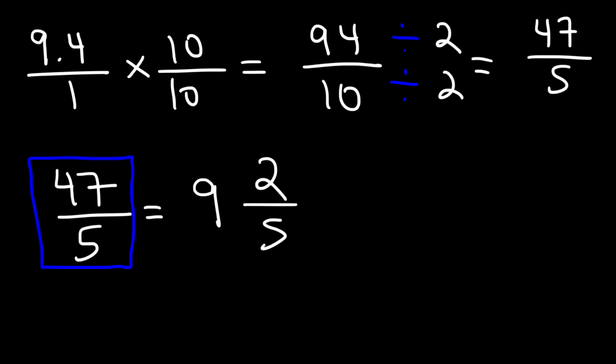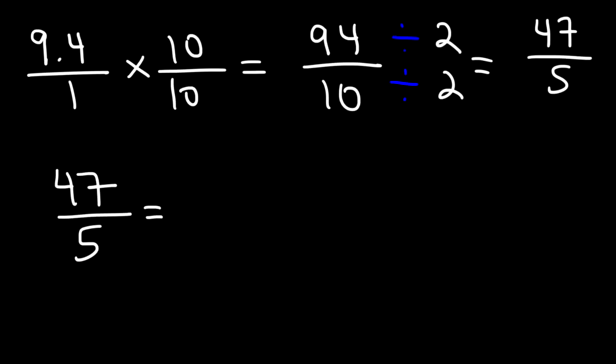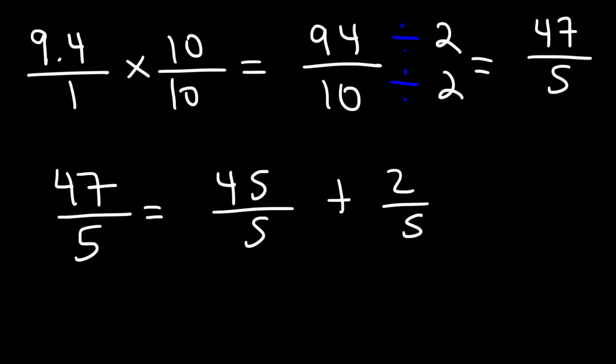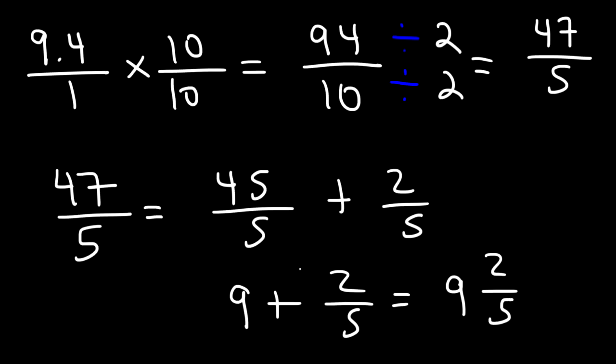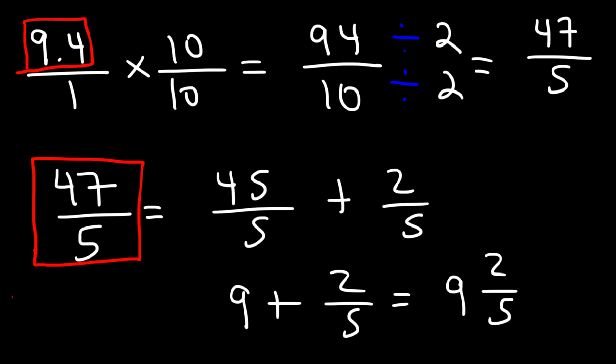But for those of you who don't want to do it that way, if you want to show your work, you can break up 47 into 45 plus 2. And then you could say 45 divided by 5 is 9. 9 plus 2 over 5 is the same as 9 2/5. So 9.4 is equal to 47 over 5 as an improper fraction, which is also equal to 9 2/5 as a mixed number.